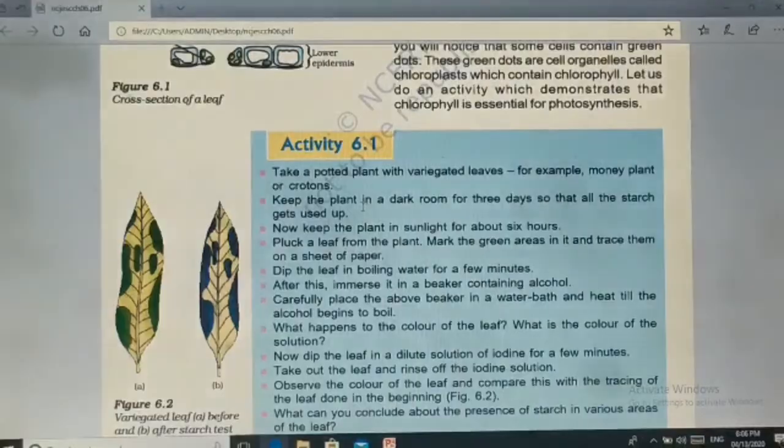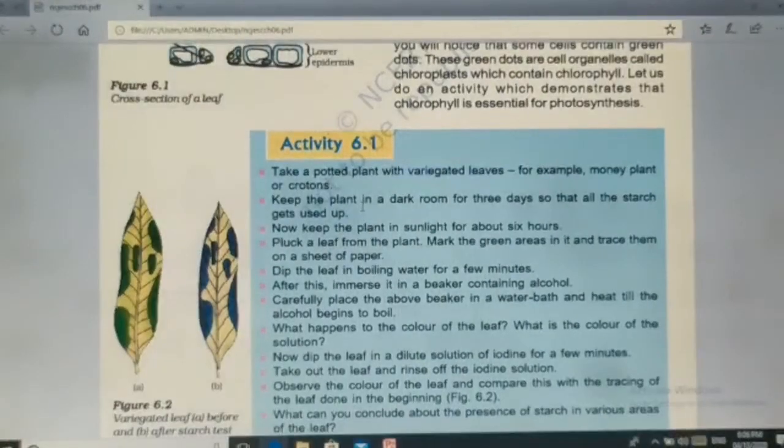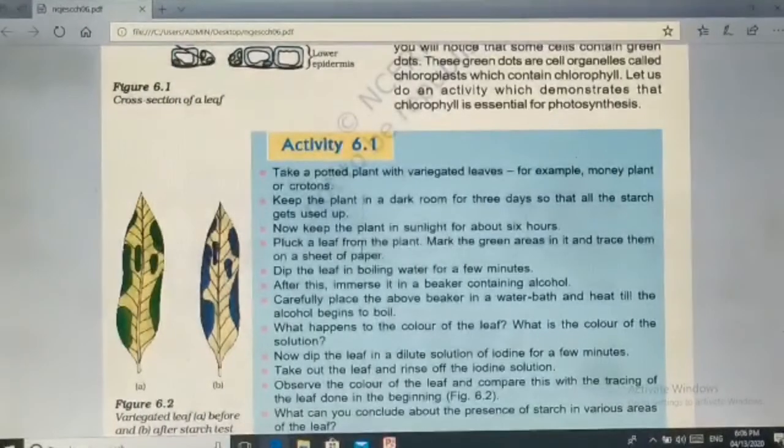Now here you can see that dip the leaf in boiling water for a few minutes. After this, immerse it in a beaker containing alcohol. Then carefully place the beaker in a water bath and heat till the alcohol begins to boil. What happens to the color of the leaf? What is the color of the solution? You have to note it down later on. This is the part of the practical, actually you have to do it till the alcohol begins to boil. Now, the color of the solution.